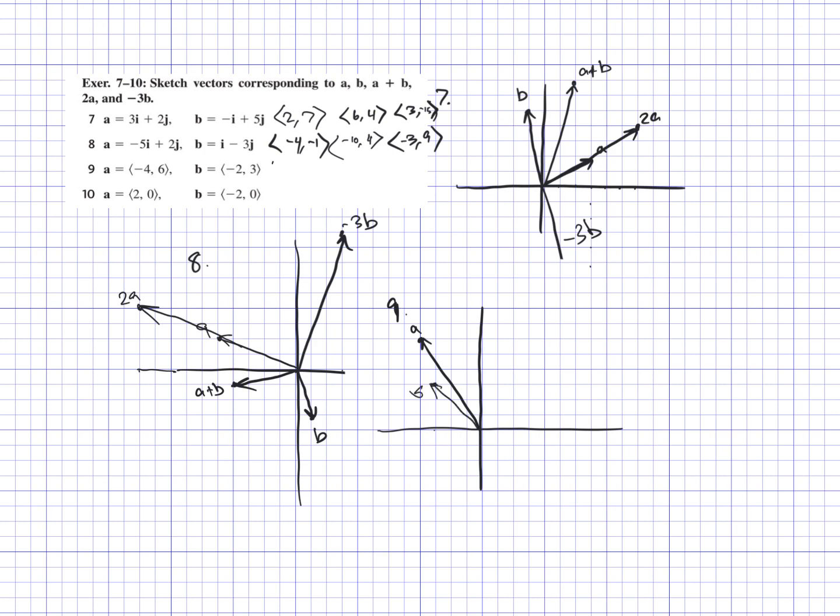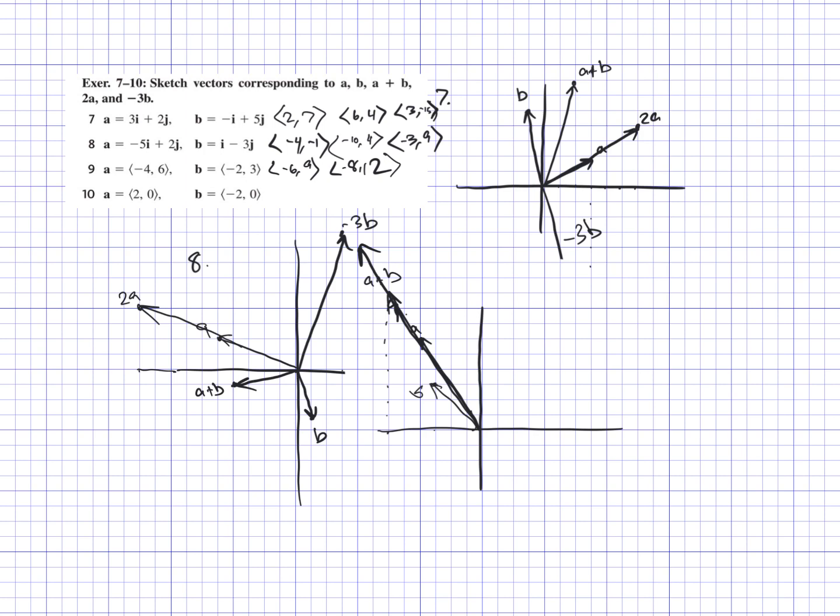And A plus B is negative 6, 9. So 6, 1, 2, 3, 4, 5, 6, 7, 8, 9. So pretty crazy. That would be A plus B. And now 2A is extended to negative 8, 12. So negative 8, 12 is right there. So it extends A, kind of overlapping here. They're all on the same line.